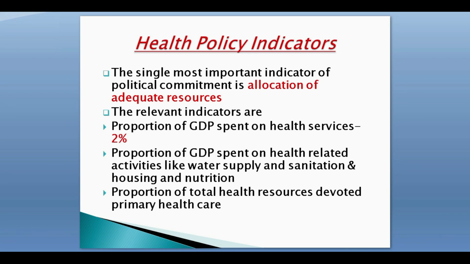Policy indicators. The single most important indicator of political commitment is allocation of adequate resources. The relevant indicators are proportion of GDP spent on health services, proportion of GDP spent on health related activities like water supply and sanitation, housing and nutrition, and proportion of total health resources devoted to primary health care.